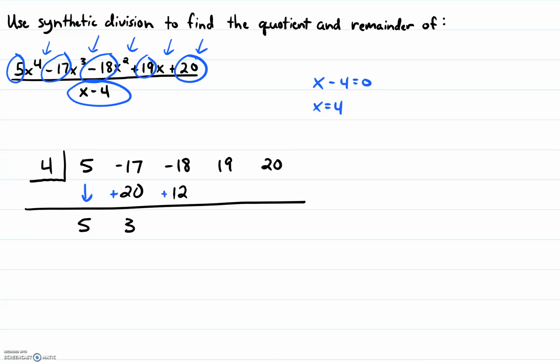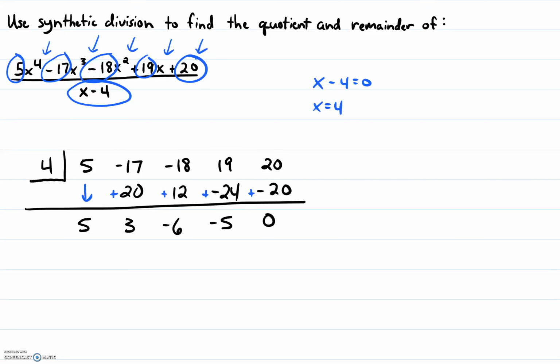You always add in the step. So negative 18 plus 12 is going to give us negative 6. So then 4 times negative 6 is going to give us negative 24. So 19 plus a negative 24, it's the same thing as 19 minus 24, is going to give us negative 5. And then finally, 4 times negative 5 is going to give us negative 20. And so 20 added to a negative 20 is going to give us 0.